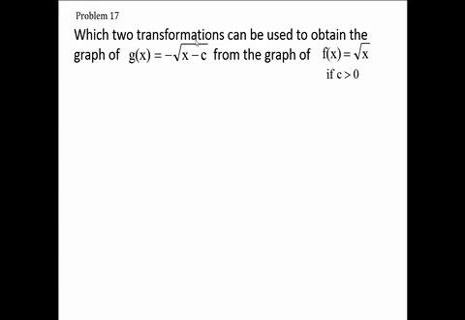Which two transformations can be used to obtain the graph of g of x equals negative square root of x minus c from the graph of f of x equals the square root of x, if c is a positive number?